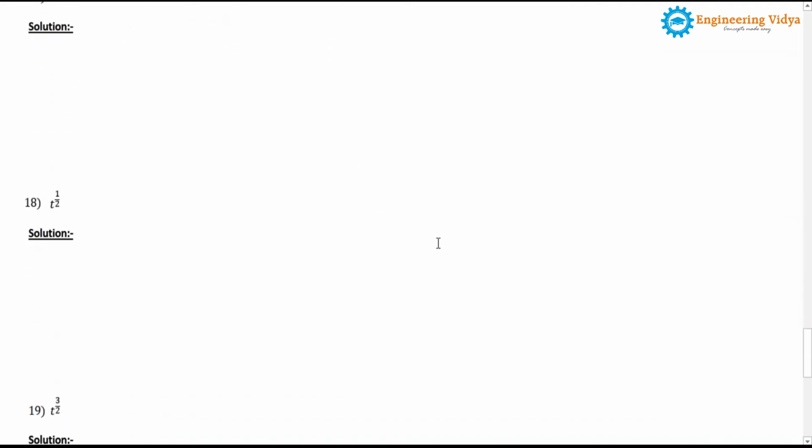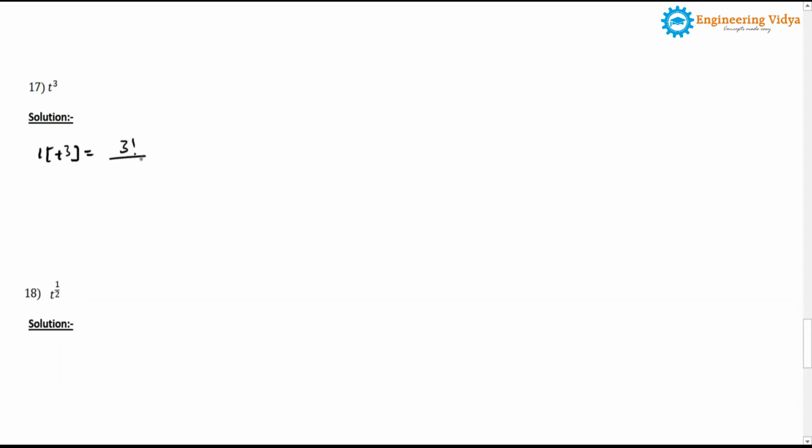Now see problem number 17. Here we need to find the Laplace transform of t raised to 3, which is factorial of 3 upon s raised to 3 plus 1. Factorial of 3 is 3 into 2 into 1 upon s raised to 4. 3 2s are 6, so 6 upon s raised to 4, right?